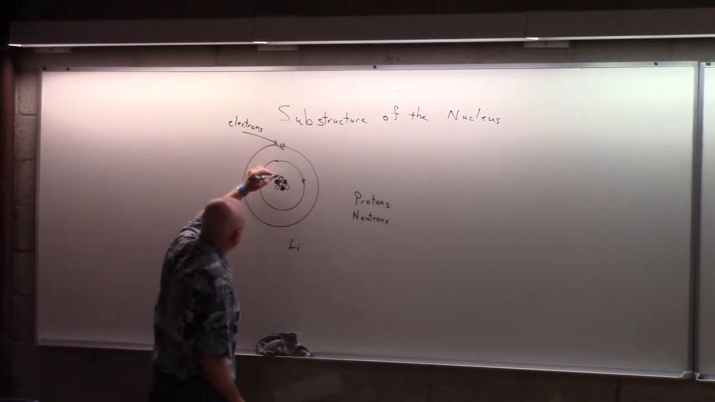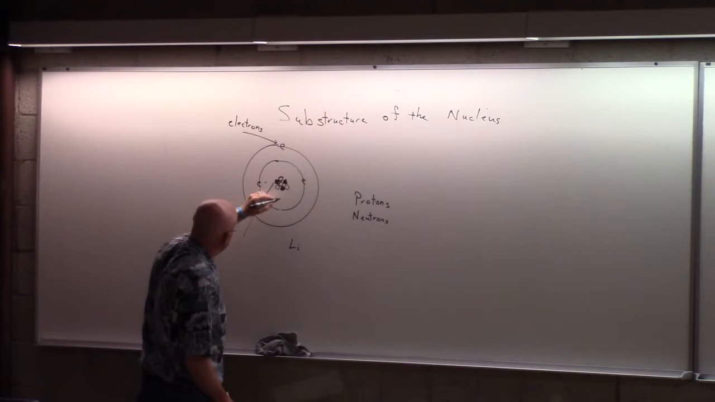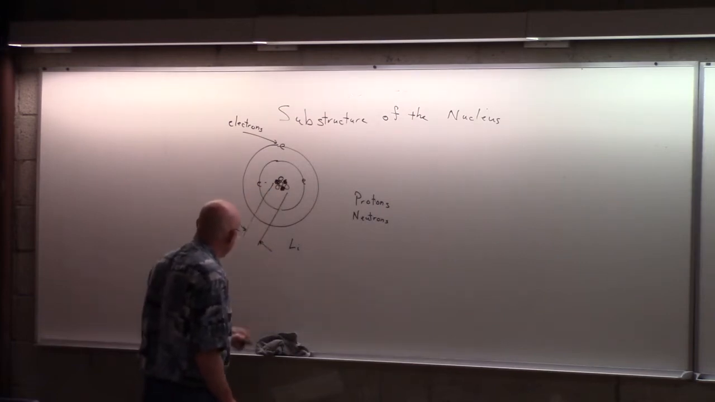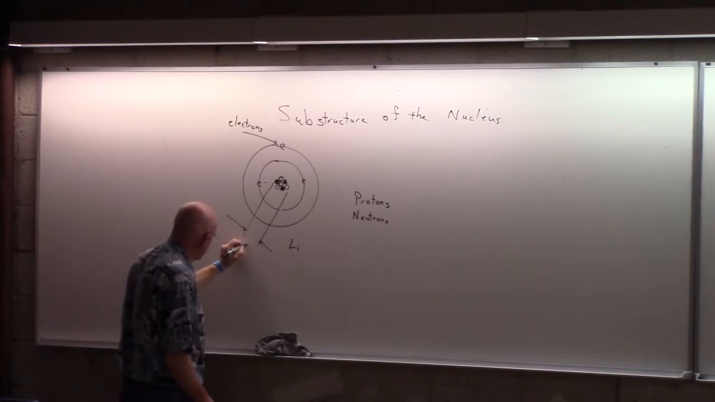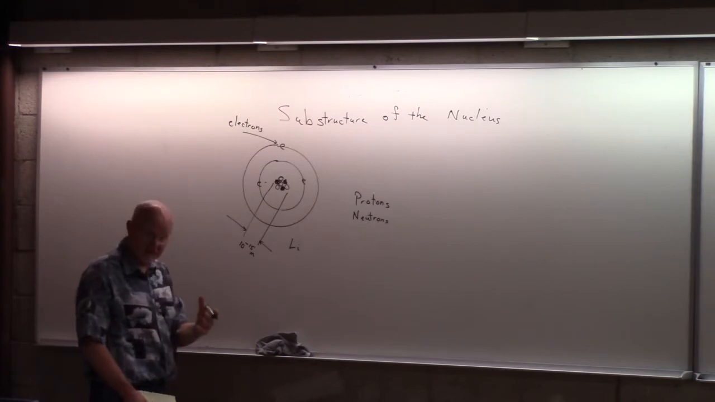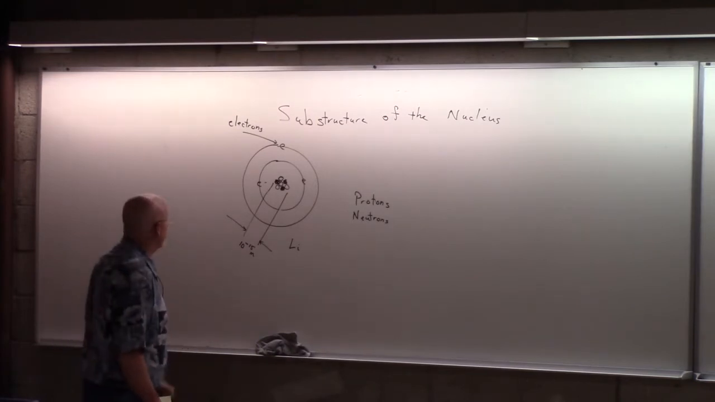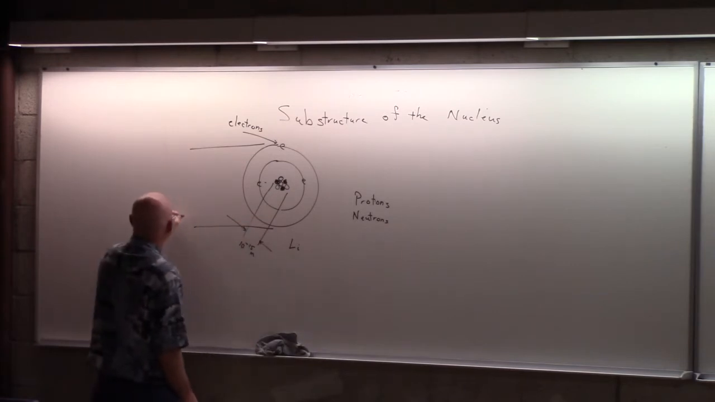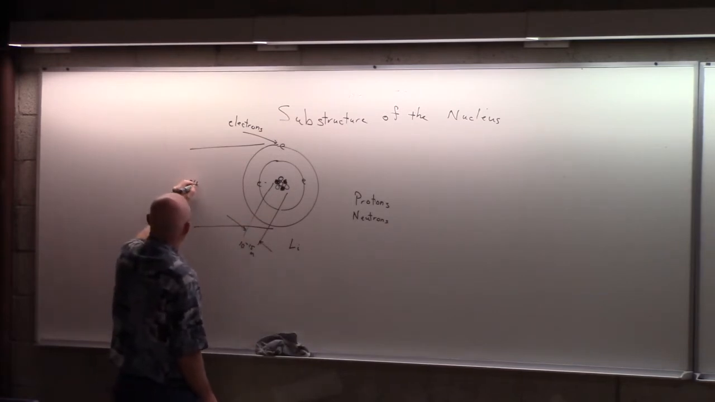And this piece right here, if you remember from the lecture, I said was the nucleus, and it's really small. It's in the neighborhood of 10 to the minus 15 meters, whereas the whole atom itself is in the neighborhood of 10 to the minus 10 meters.